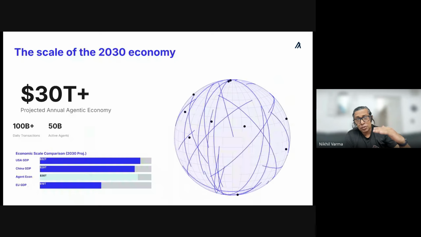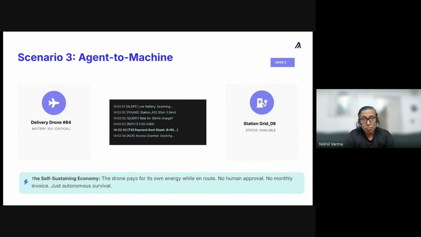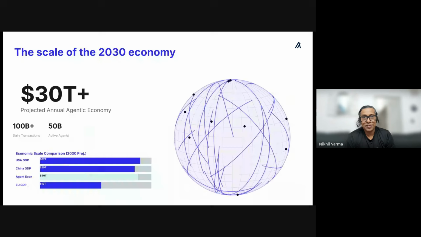Now, why I'm giving you these different views is to give you an idea of how things would progress. When you are looking at agent-to-agent commerce, agent-to-human commerce, human-to-agent commerce, agent-to-machine commerce, these are different kinds of interfaces where these financial transactions will happen. The next slide, please.